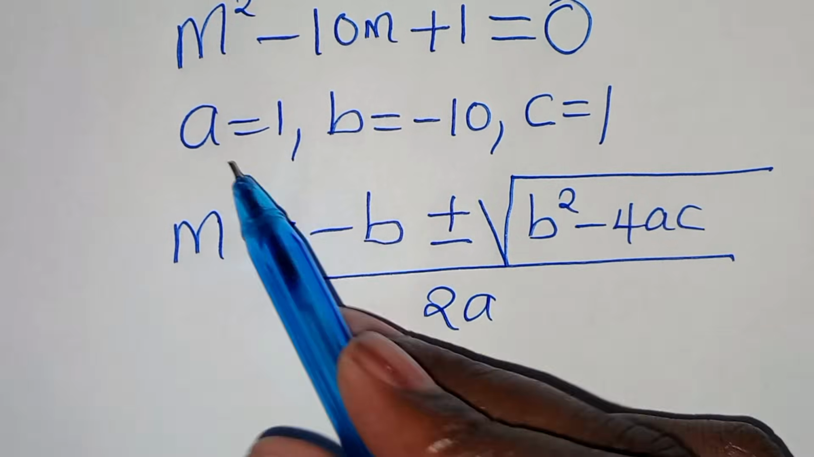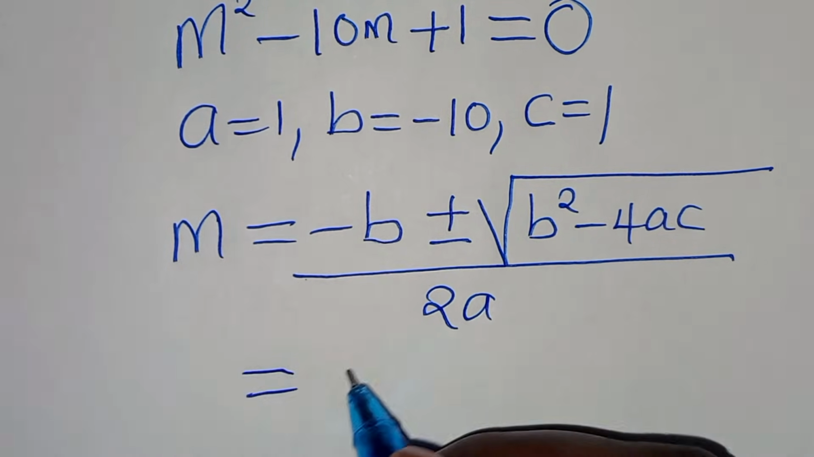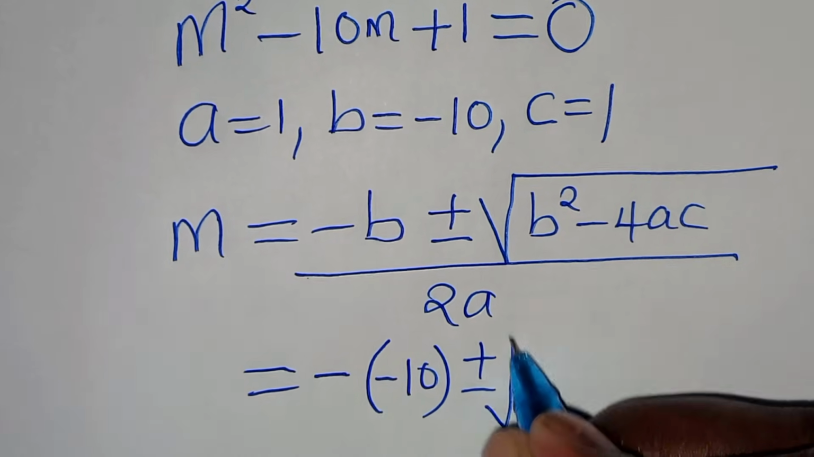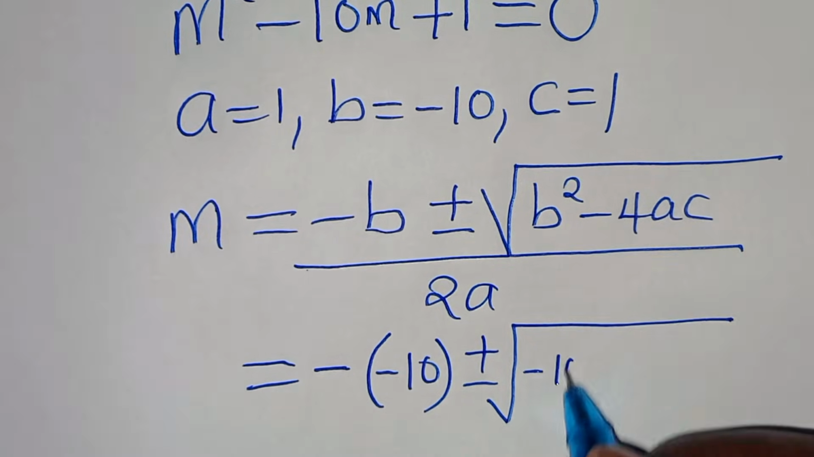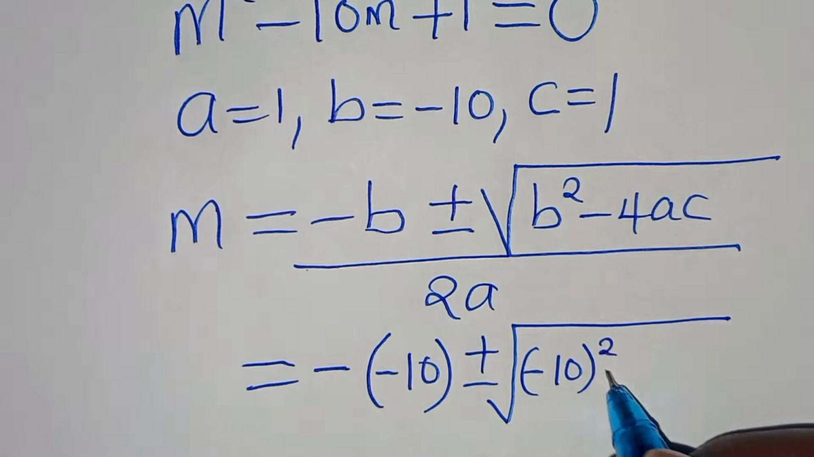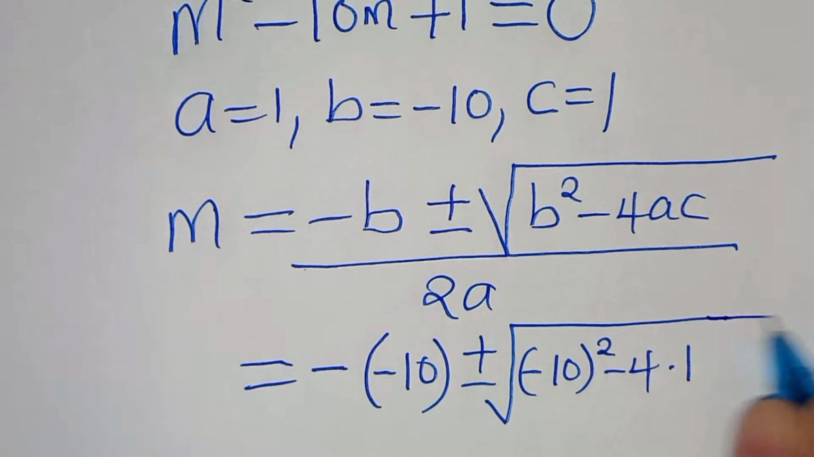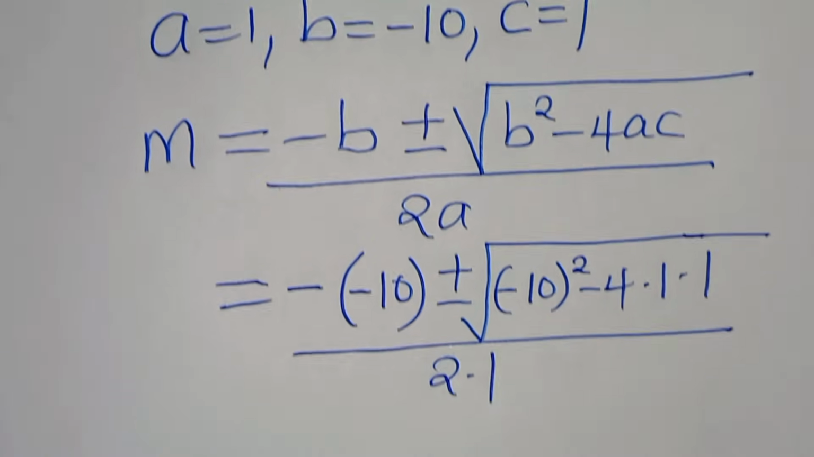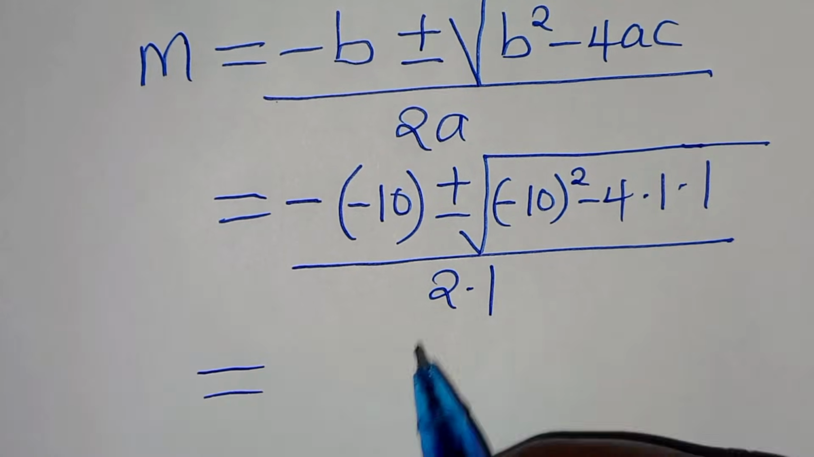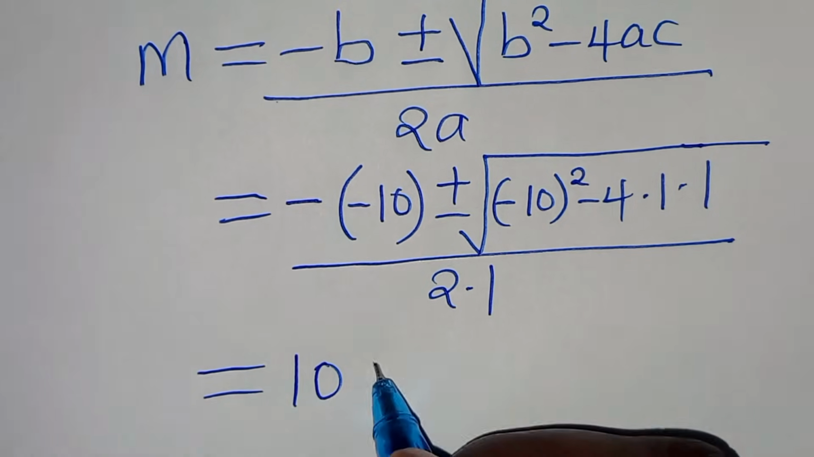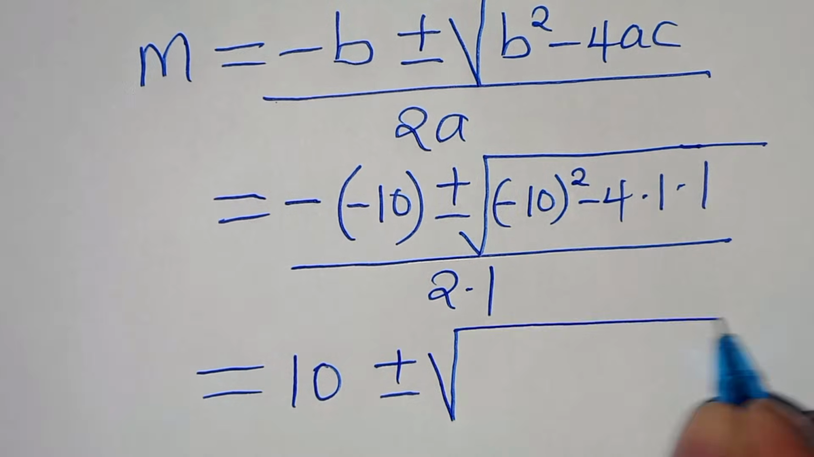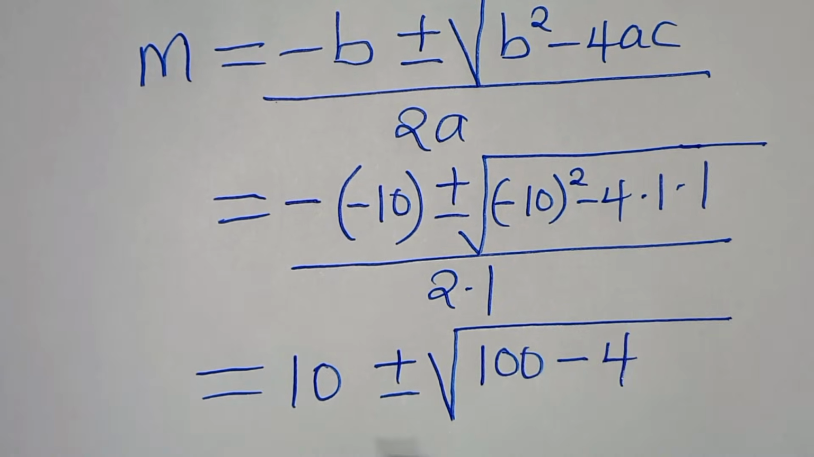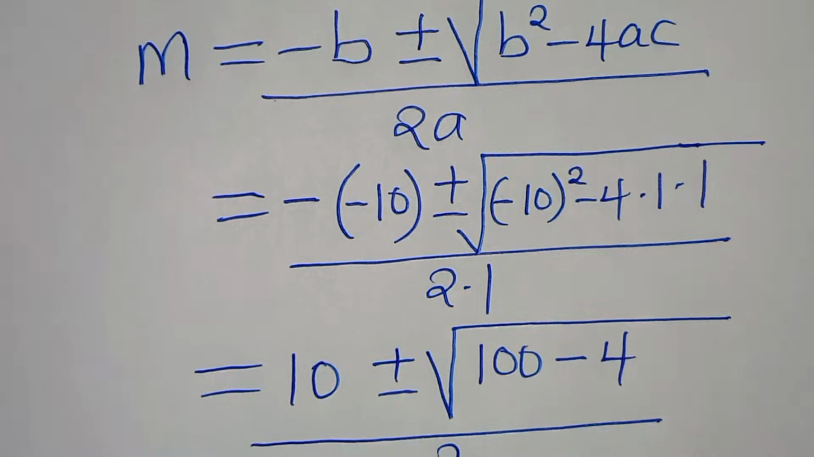Let's substitute the values of a, b, and c, so that now this is minus minus 10 plus or minus the square root of minus 10 to the power of 2 minus 4 times a, which is 1, times c, which is 1, everything divided by 2 times 1. So this is equal to 10 plus or minus the square root of 100 minus 4, everything divided by 2.